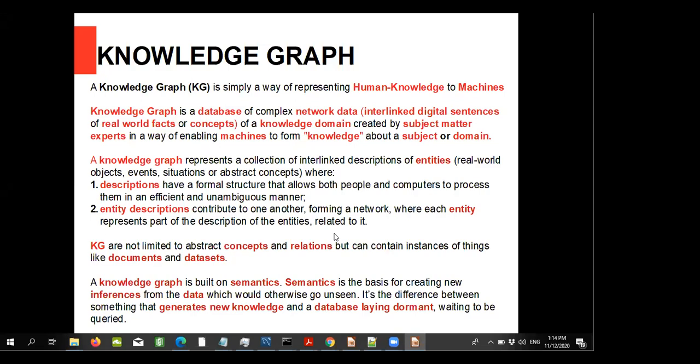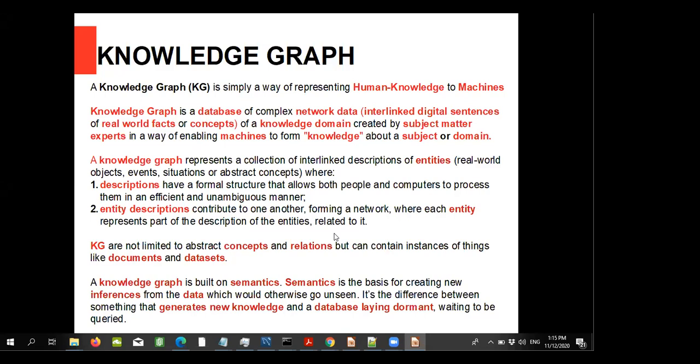A digital sentence is that sentence when you're doing your natural language processing, right? Each of those sentences are digital sentences of real world facts and concepts of a knowledge domain. So if your knowledge domain is about jollof rice, first we have to define that rice is a grain. Rice gives carbohydrates. Rice is this. Rice is planted on the ground. That is what your knowledge graph is all about.